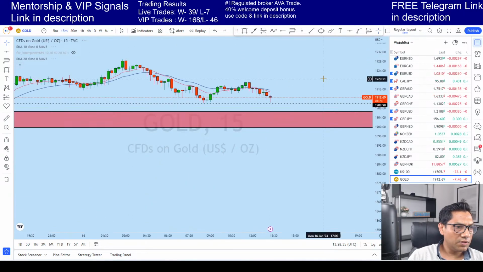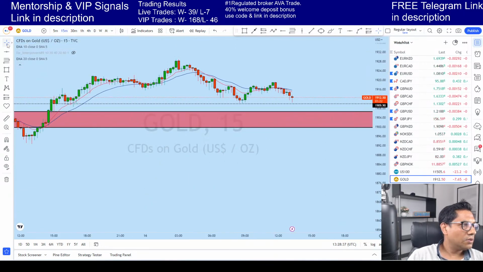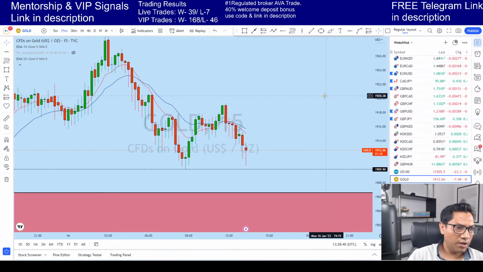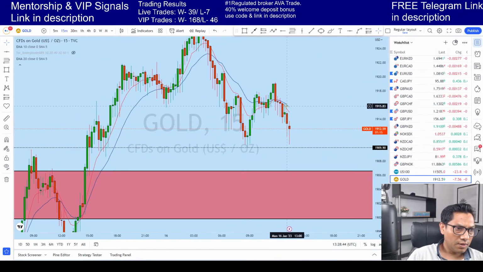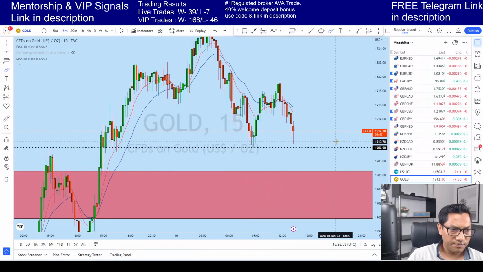Let's look at the 15 minutes time frame, guys. So what do you see? The 15 minutes is showing bearish. There's a doji here, and we have seen a head and shoulder. The price is now slowly breaking down from this head and shoulder.